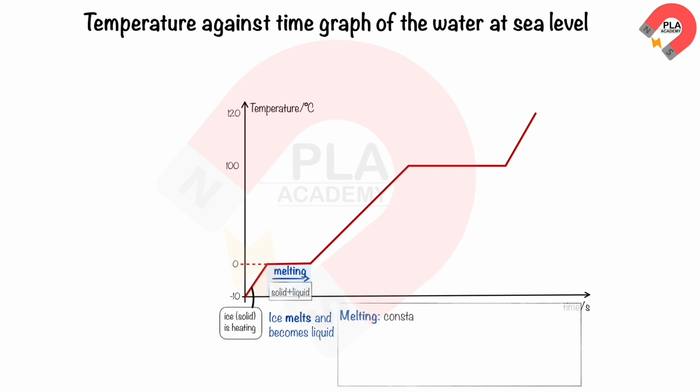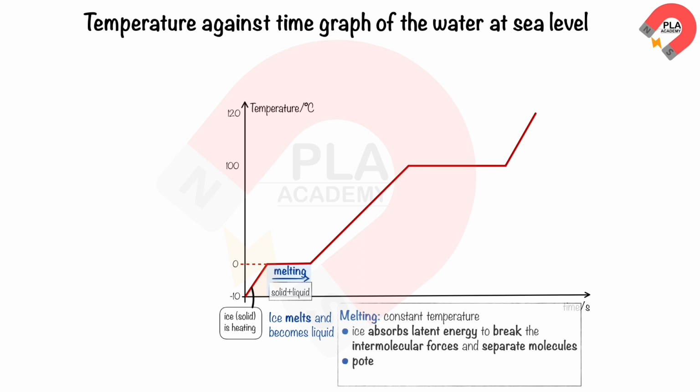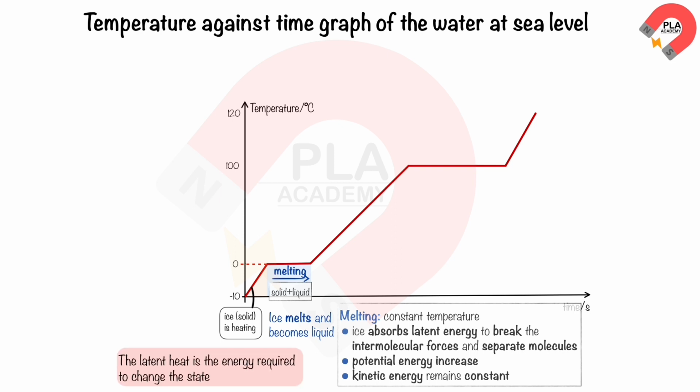At melting, the temperature is constant because the ice absorbs latent heat to break the intermolecular forces and separate molecules, causing the potential energy to increase, while the kinetic energy of molecules remains constant. The latent heat is the energy required to change the state of a substance.